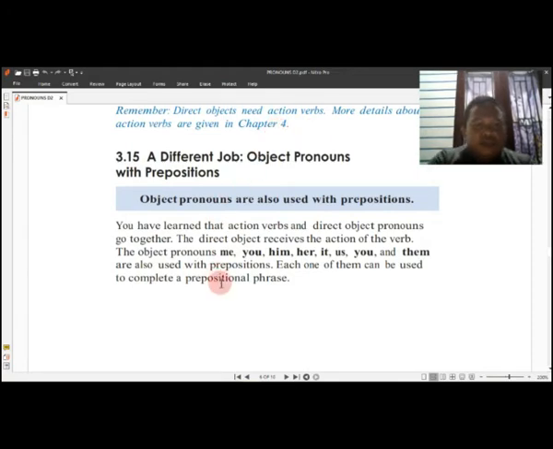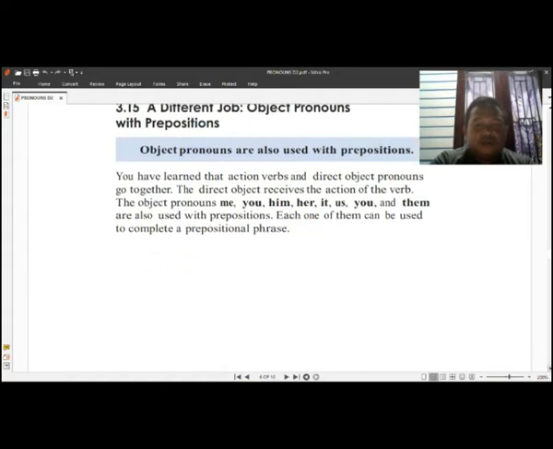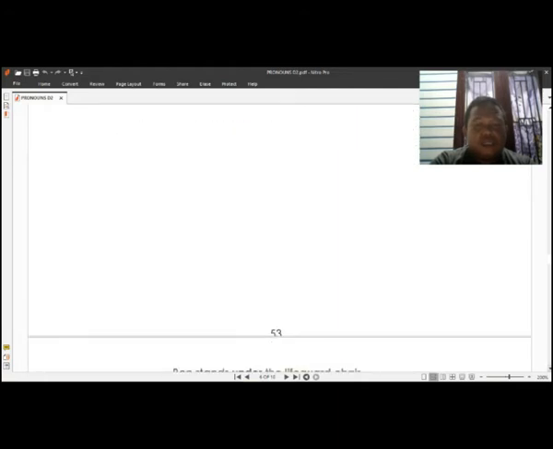You have learned that object pronouns are also used with prepositions. You have learned that action verbs and direct object pronouns go together. The direct object receives the action of the verb. The object pronouns me, you, him, her, it, us, you, and them are also used with prepositions. Each one of them can be used to complete a prepositional phrase. So let's jump to the example so you can understand this easily.